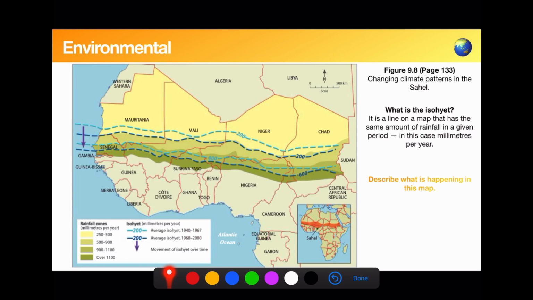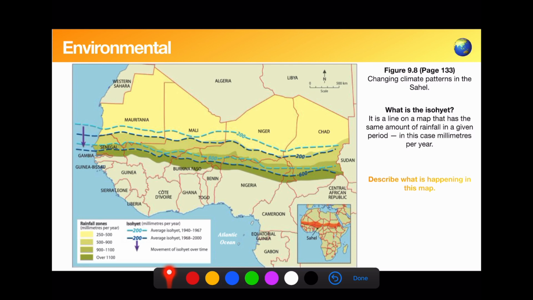The darker blue, you've got 2 lines here. This one here is 1968 to 2000. What you're seeing here are 2 different lines. You can hopefully notice that there is a change in the millimeters as well. I'd like you to explain what's happening here. You'll notice that this isohyet line is moving south towards the equator in this case.